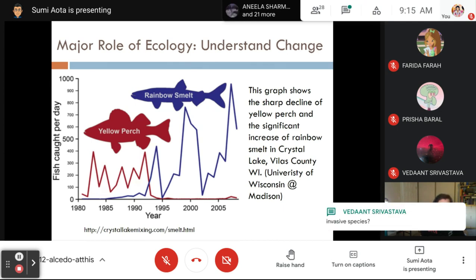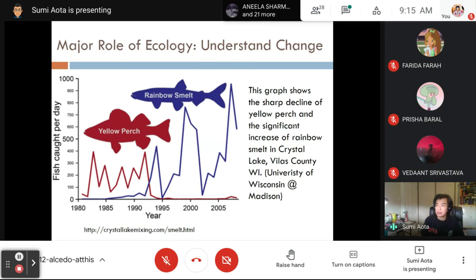Probably, right? There were very few rainbow smelt initially coming into the population. There weren't that many. Suddenly, they just exploded. And what happened to the yellow perch population is they declined, probably due to competition between the two species. Probably the rainbow smelt outcompeted the yellow perch and therefore took over the habitat. So that would be one reason to try and figure out why these changes occurred.